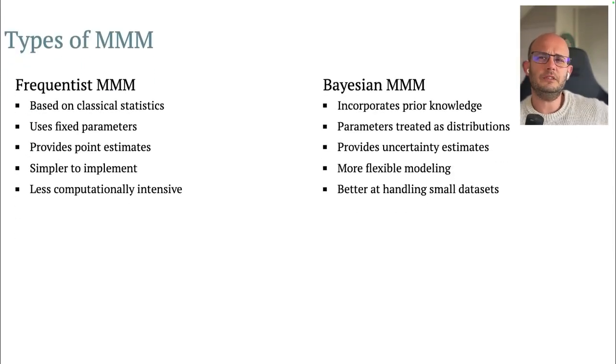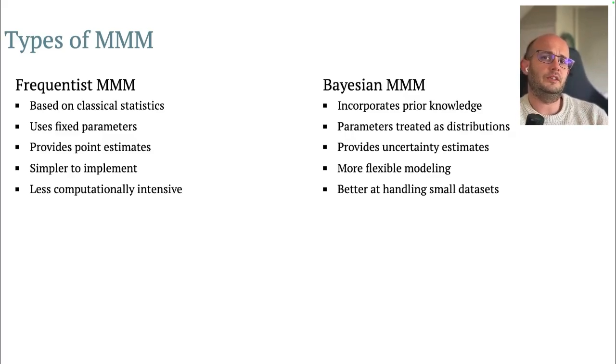So there's open source and private vendors, but mostly they fall into two buckets. Either they are frequentist or they are Bayesian. The difference is a little bit on the school of statistics that we're using. For instance, Meta's Robyn is a frequentist and Google's Meridian is a Bayesian.